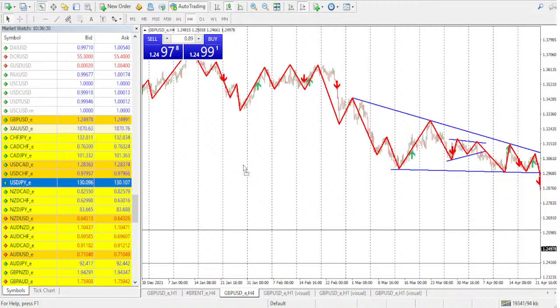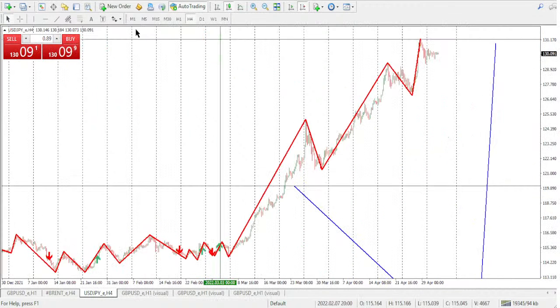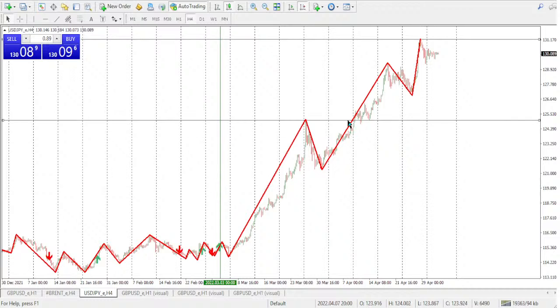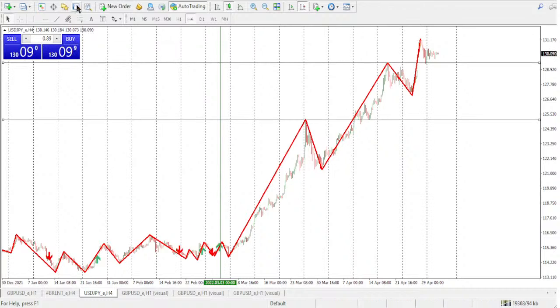The next instrument is the US dollar Japanese yen. This chart is very much bullish. We are in a very good uptrend. So I'll delete these lines. We have a resistance level there. We have another one here. And then you have a support here.